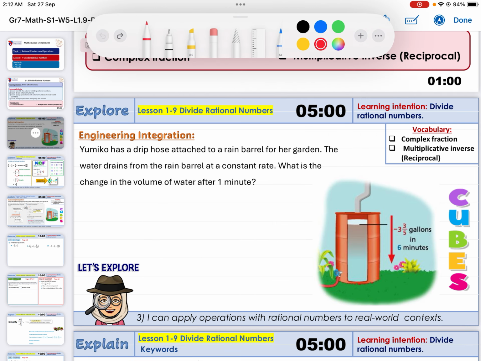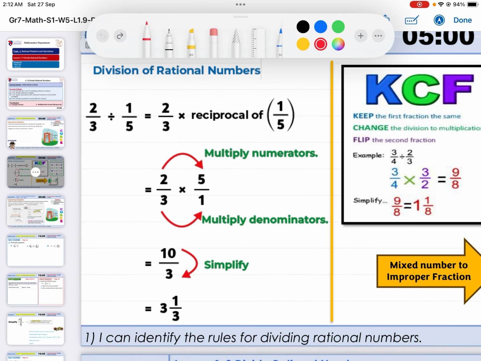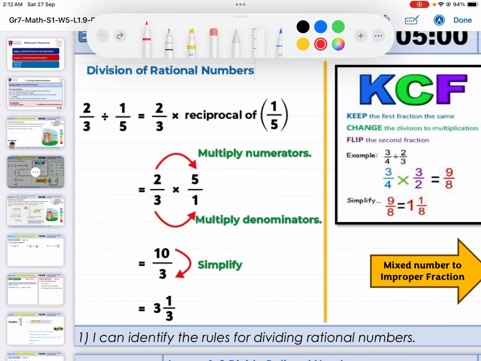Okay, so we have a real life application, but before we go to it, I'm going to start with reminding you of the steps to divide fractions. So mostly in this lesson, most of the questions are fractions. If you have decimals, you can use your worst nightmare, long division, of dividing decimals. But today's class, I'm going to be focusing on how to divide fractions.